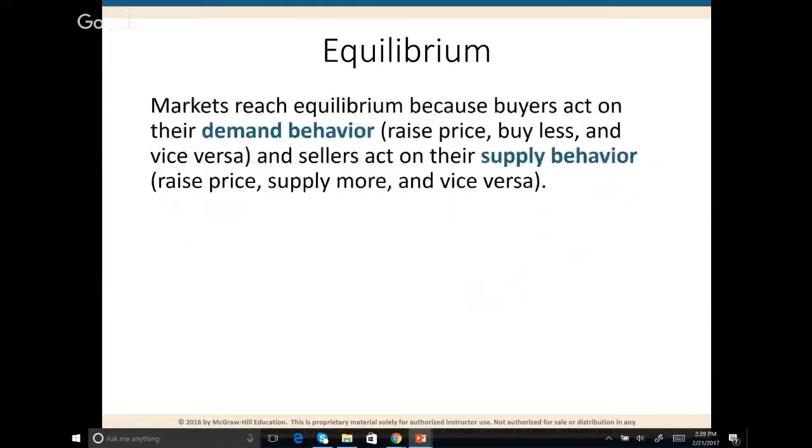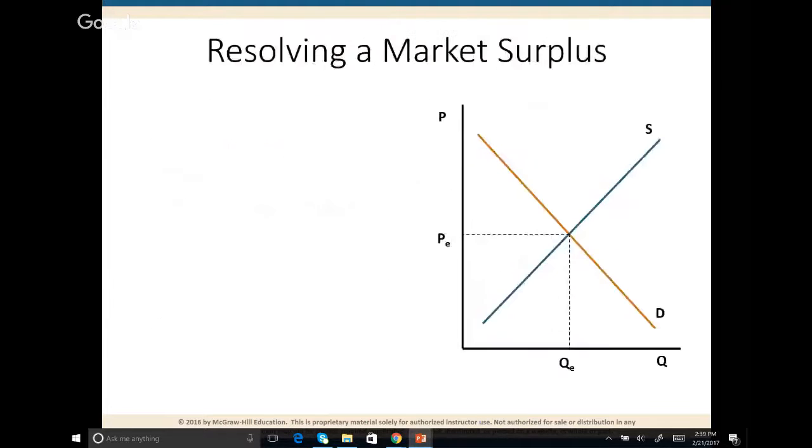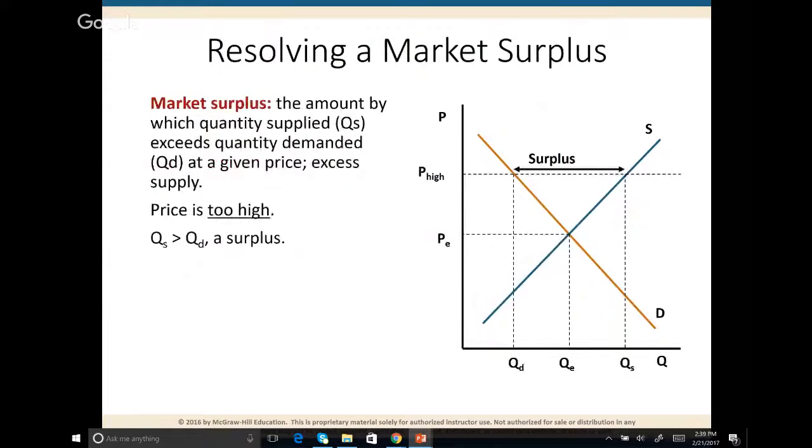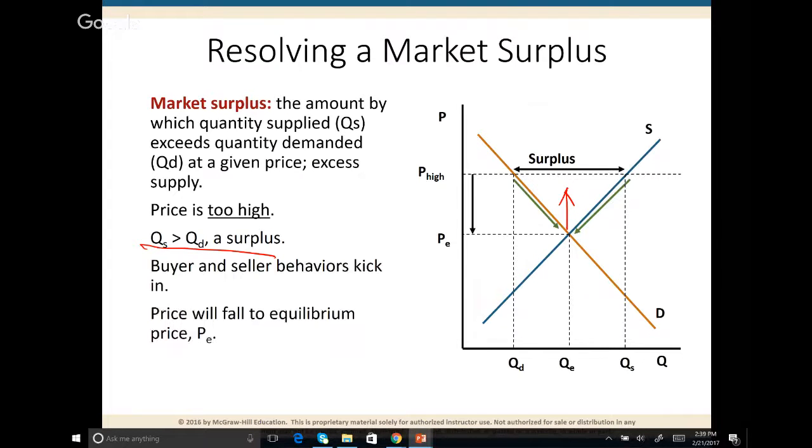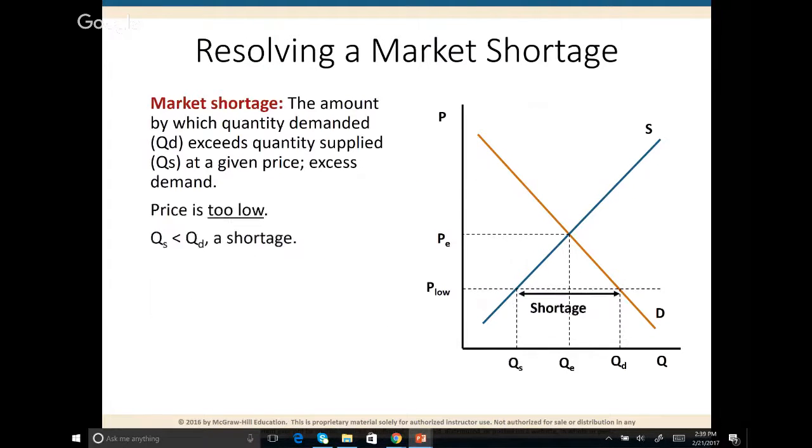So again, anytime your price is above equilibrium, this is called a surplus, because your quantity supplied is more than quantity demanded and price too high, and then vice versa. Anytime if you're below this equilibrium, so anywhere over here that your supply is less than demand, this is called a shortage and price too low, and then eventually price will go back up.